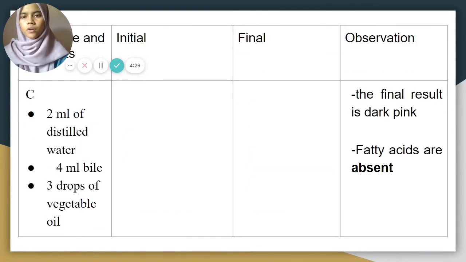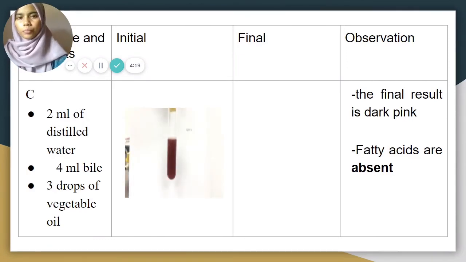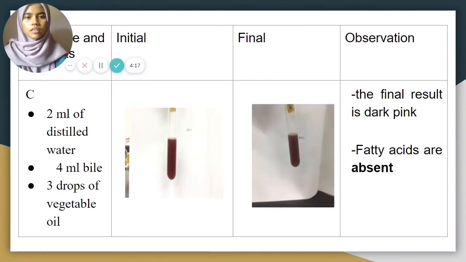for this test tube. Next, test tube C, we don't put lipase in this test tube. So the initial color is red to pink, and the final is dark pink. Means that the fatty acids are absent.